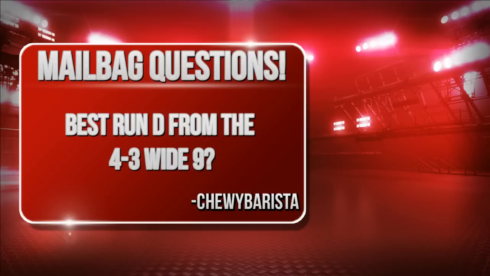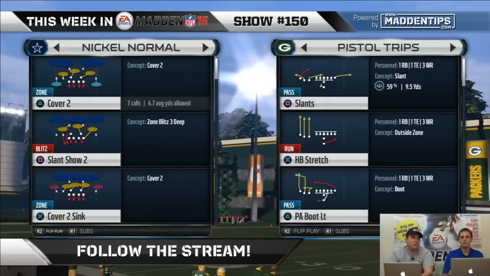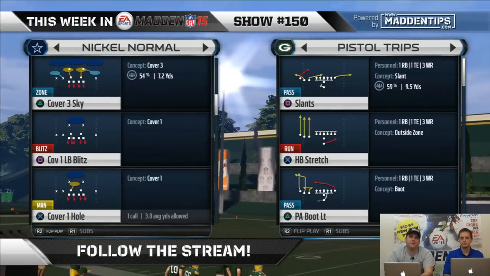From the 4-3 wide 9. So we want to try and find some run defense out of the 4-3 wide 9. Let's see what we can come up with here. Boom. Yeah, so this is kind of a rule of thumb: really any formation that you can kind of take anywhere you go.